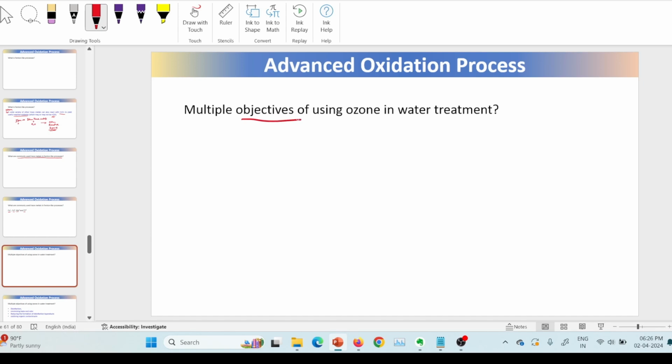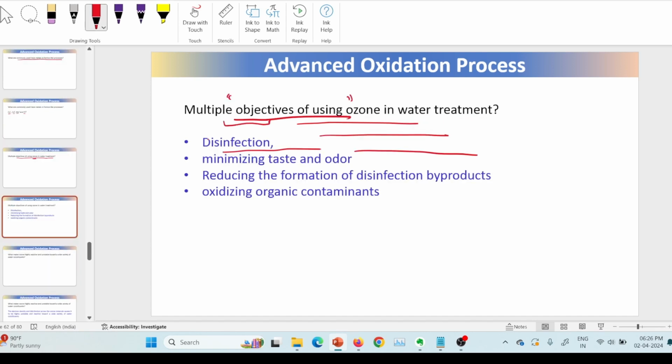Multiple objectives of using ozone in water treatment. Ozone can be used as a disinfectant. It can be used for disinfection, and it can also be used to reduce taste and odor, because it will oxidize the organics which impart taste and odor. It can also be used in reducing the formation of disinfection byproducts, and for oxidation of organic contaminants.